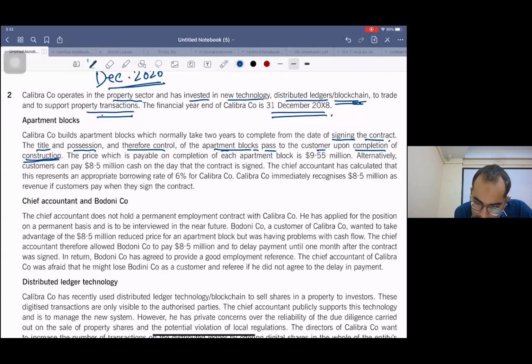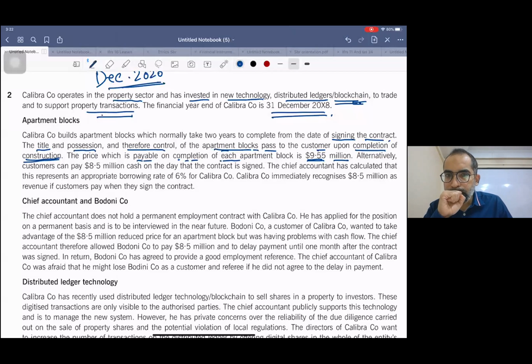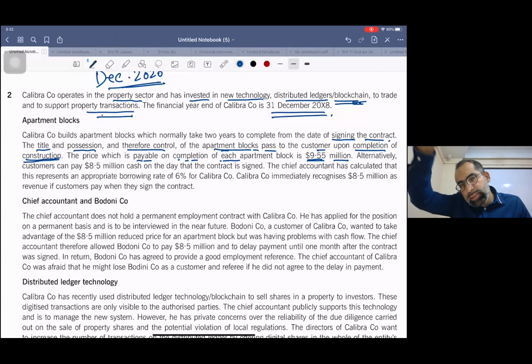Now read this. The price which is payable on completion of each apartment block is 9.55 million. So the first option we are giving to our customers is that we are going to construct it first, and the customer is going to pay after 2 years. So in that case, after 2 years the payment is 9.55 million. Now one more option.